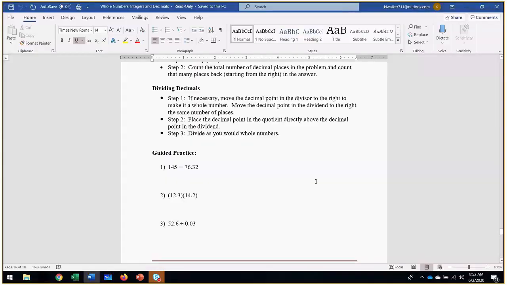So going back to the steps, I moved my decimals over. Now it says to place the decimal point in the quotient directly above the decimal point in the dividend. There's a lot of math terminology there. Basically what that means is bring your decimal up into your answer. And then divide like you would whole numbers. So we'll go through that right now.